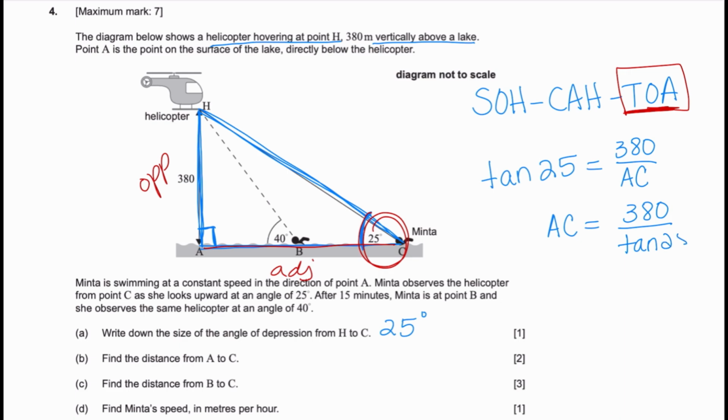This is just the algebra where I basically multiplied by AC on both sides. And then I had to divide by the tangent of 25. Okay, so it's just the algebra at play here so that I can cancel these out. And I can cancel these out and be left with AC is 380 divided by the tangent of 25.